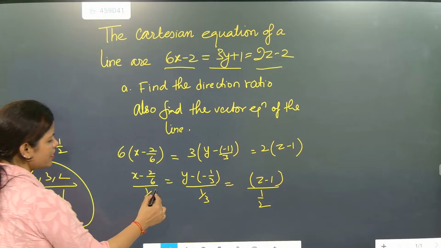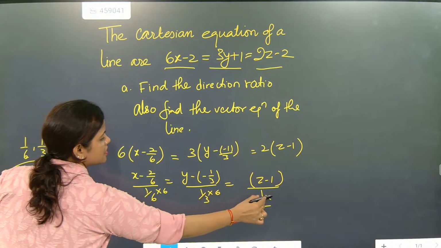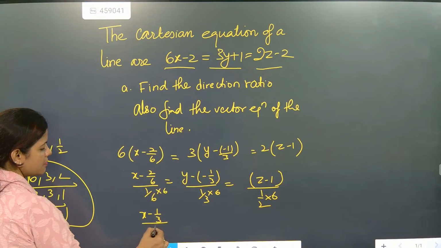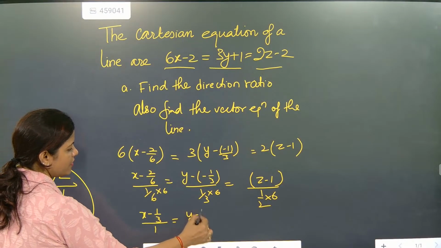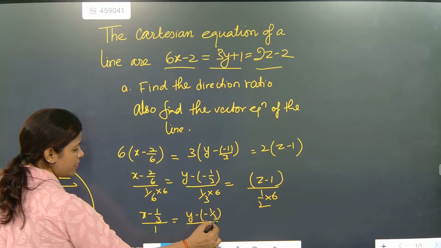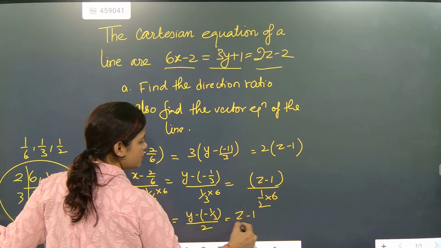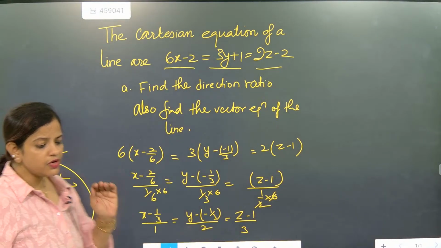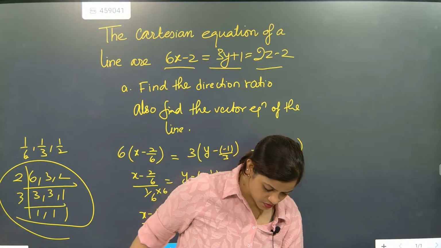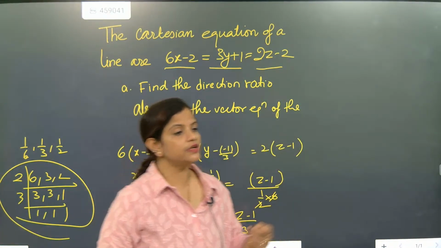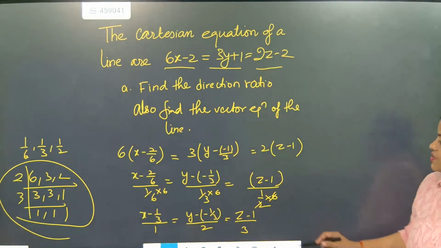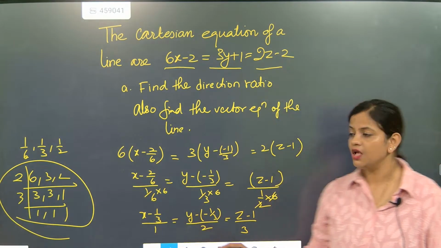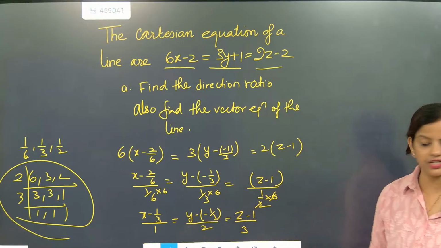So here what will come? You have to multiply everywhere with 6. So it will come x minus 1 by 3 over 1 equals y minus of minus 1 by 3 over 2 equals z minus 1 by 3 over 3. Whenever you are searching for the answer, you need to understand what the direction ratio is. The direction ratio is what the parallel support is giving. So the direction ratios are 1, 2, 3.